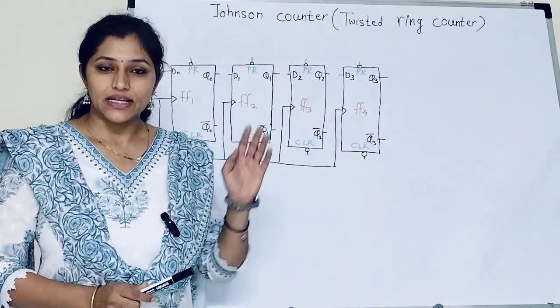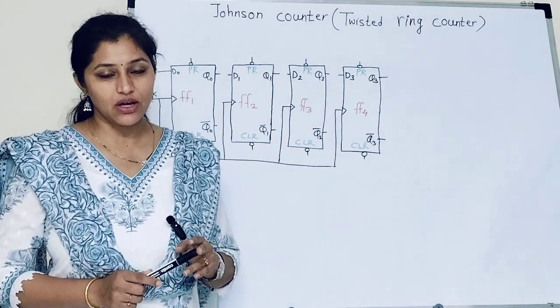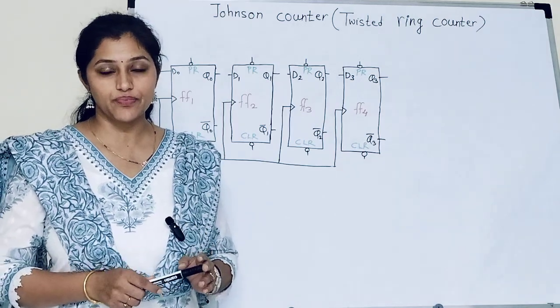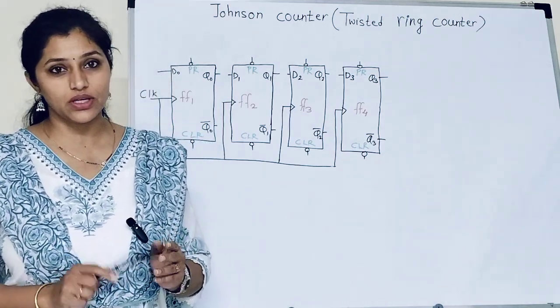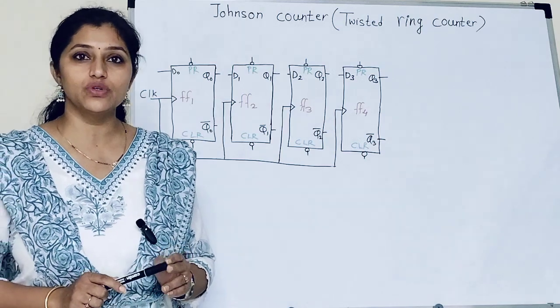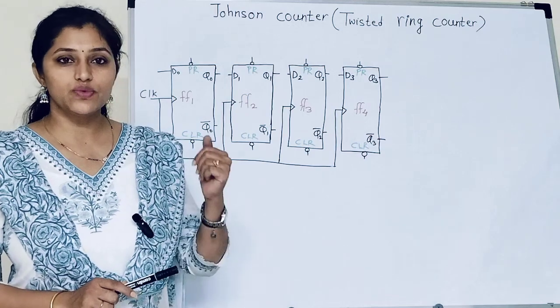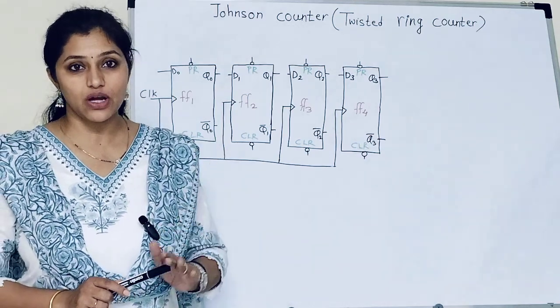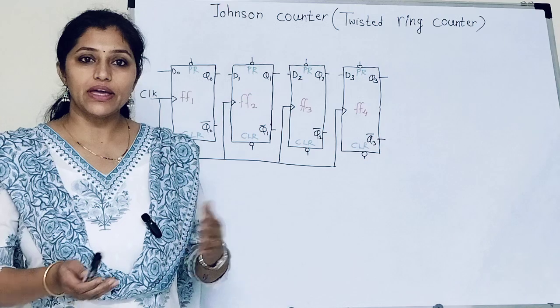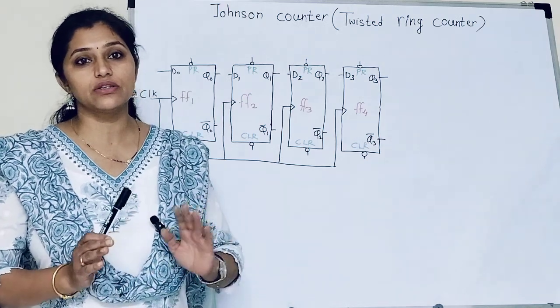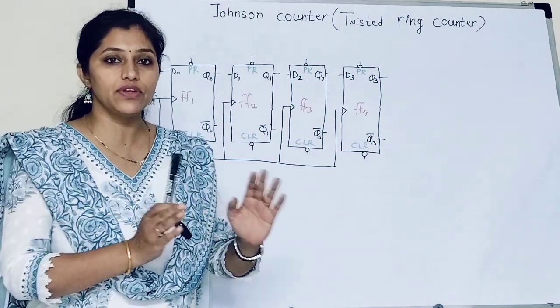In this video, we'll talk about Johnson counter or twisted ring counter. So first you must know what counter is. Counter is a circuit which counts number of clock pulses. Johnson counter or twisted ring counter is a synchronous counter. It means if I have n number of flip-flops, then single external clock is connected to all n flip-flops.